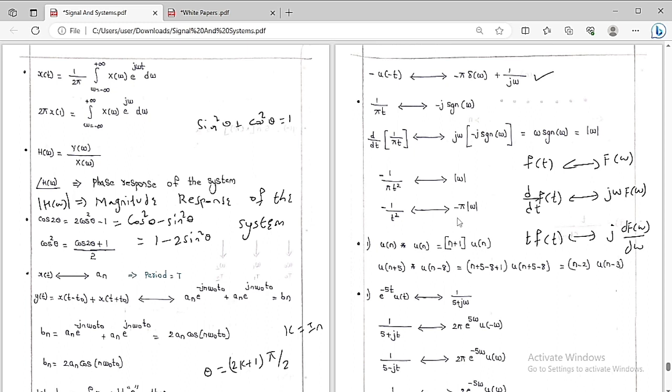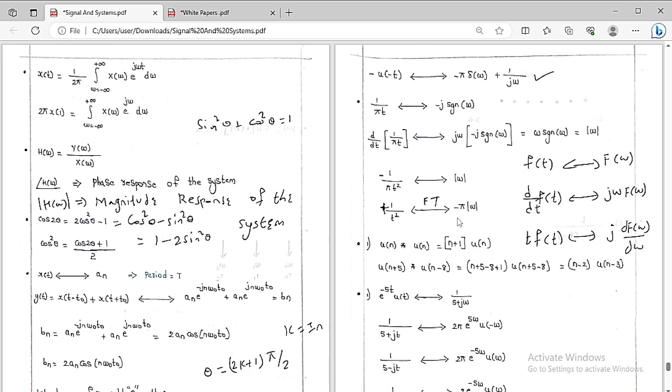Suppose you multiply by minus pi on both sides, then this is what you are going to get: 1 by t square has the Fourier transform minus pi into mod of omega. So we can see clearly.